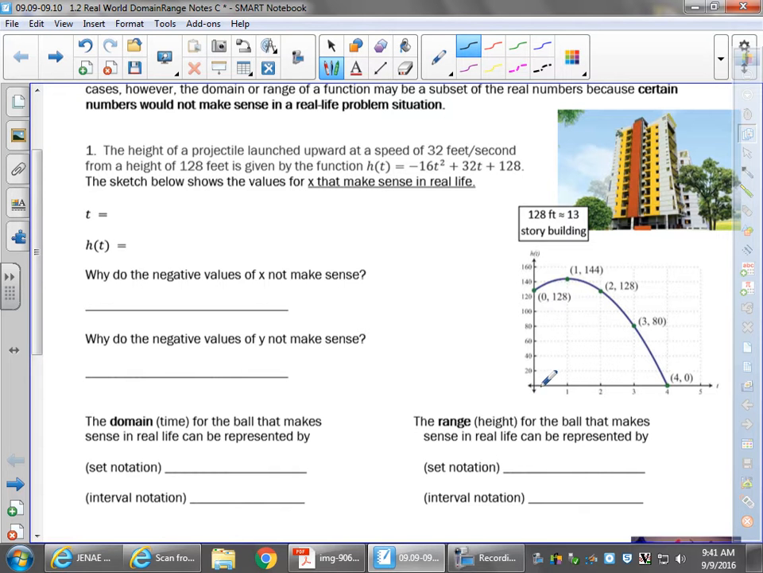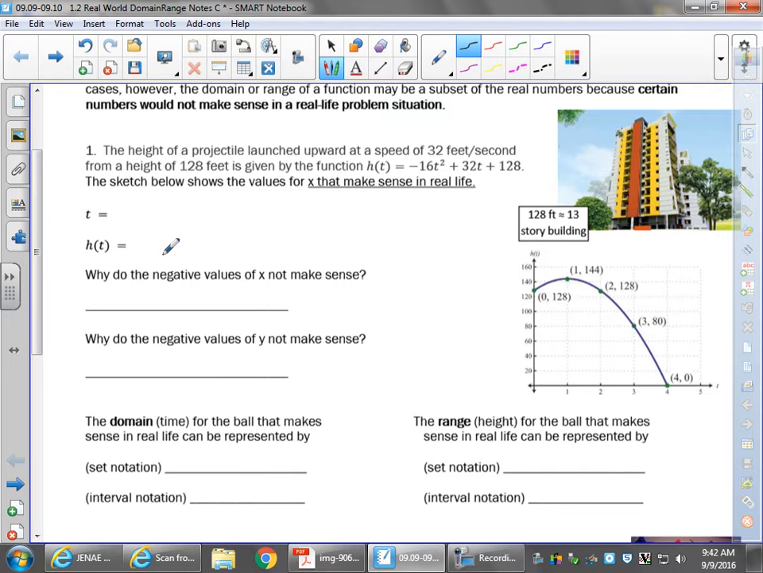So let's take a look at this graph. We clearly have only one quadrant of the graph. The object is being launched from the top of the building, and what does this represent in the real world? What would this be? This would be the ground. Good. So first we're asked to define variables.